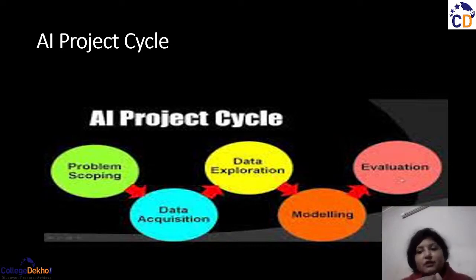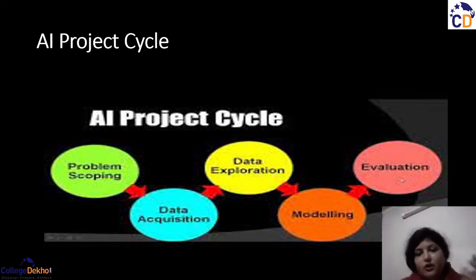And once we have trained the model, the next step is to evaluate the testing of that model, whether that model is giving us the accurate output or not. If it is not giving the accurate output, then we return again to the modeling phase or to the data acquisition phase to collect the data again and increase the amount of data set, or the next thing is to change the algorithm.